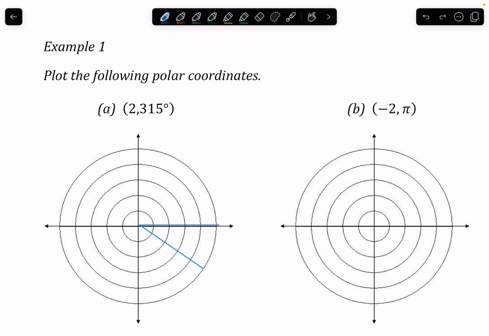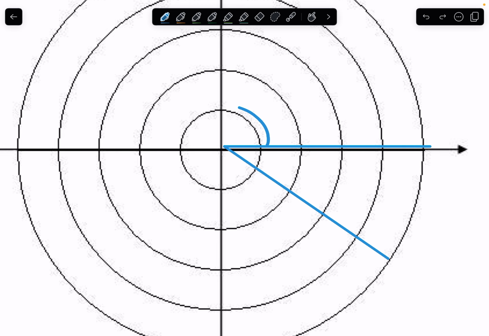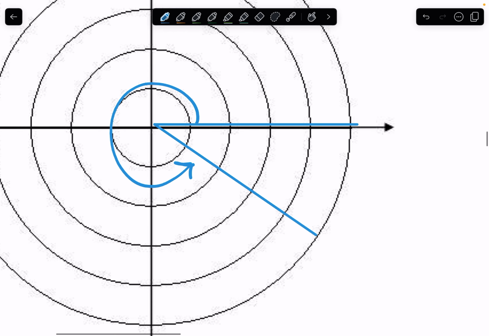That is a terrible circle. Let's do it a little bit bigger. The angle theta, 315, and the radius of 2 means we're going out 2 units. So each circle represents a radius of 1 unit. The inner circle is a radius of 1 unit. We want the second loop. So here is our point right here.